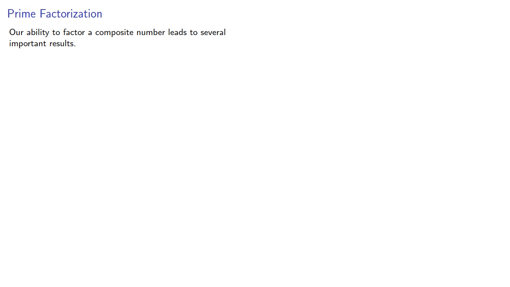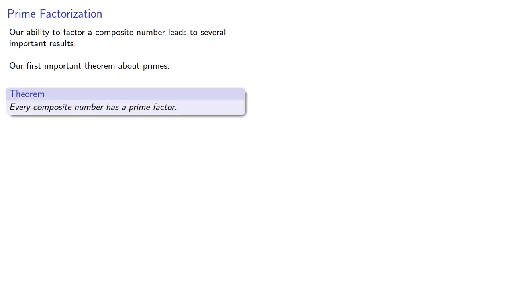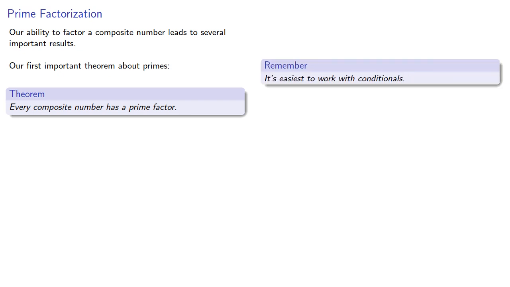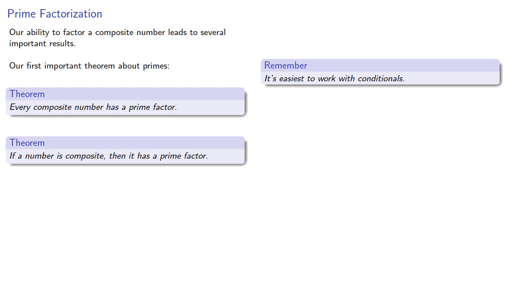Our ability to factor a composite number leads to several important results. Our first important theorem about primes: every composite number has a prime factor. Now, it's easiest to work with conditionals, so let's restate this. If a number is composite, then it has a prime factor.